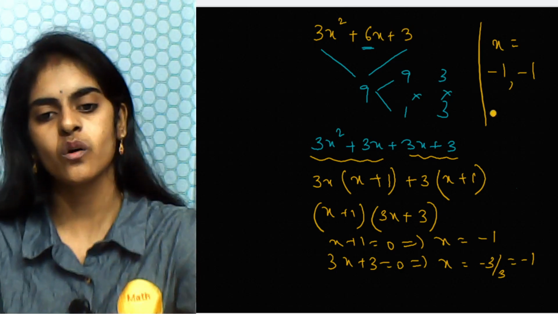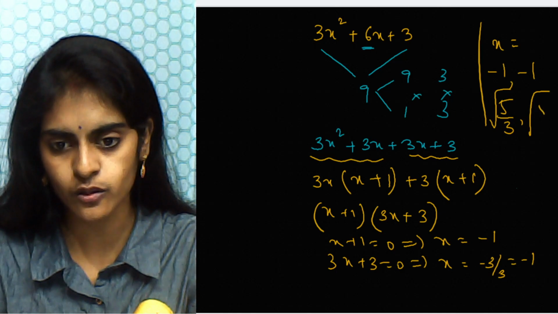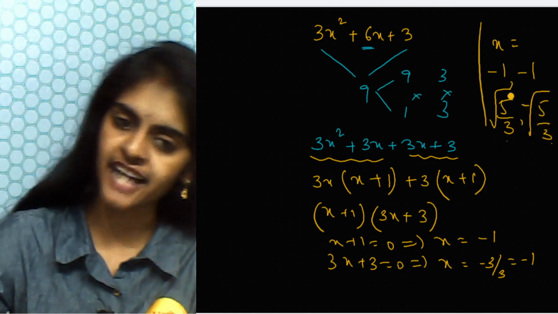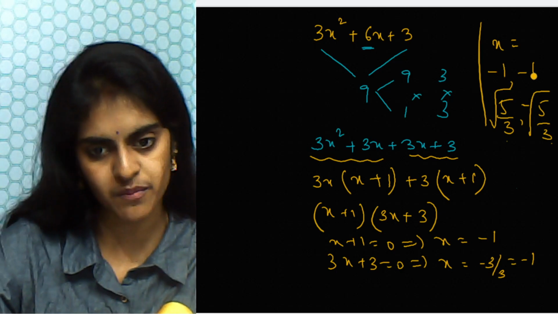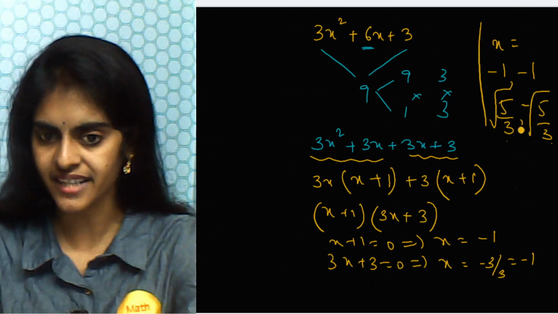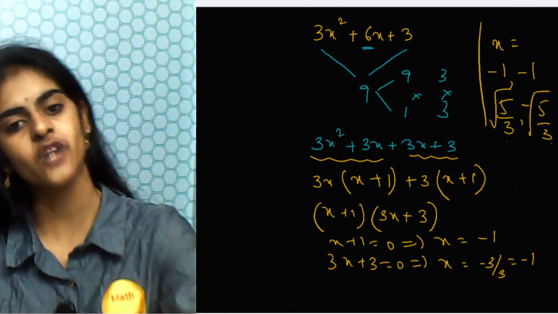So initially you had root 5 upon 3 and minus root 5 upon 3. These are the two zeros, and you found another two zeros which are minus 1 and minus 1 for this particular polynomial. Understood? So this brings us to the end of this problem. I hope you understood now.